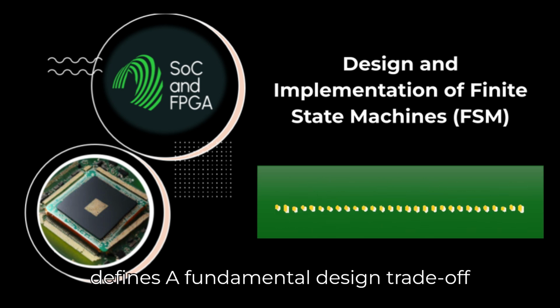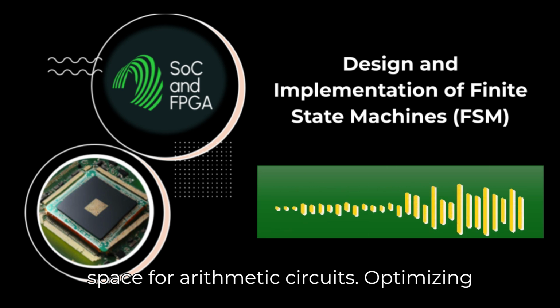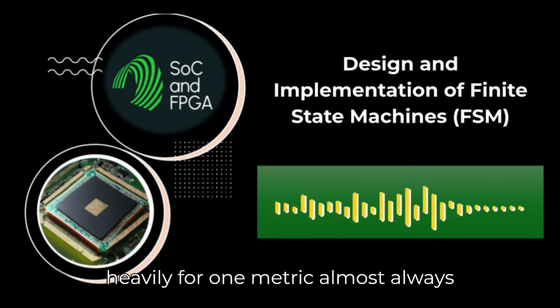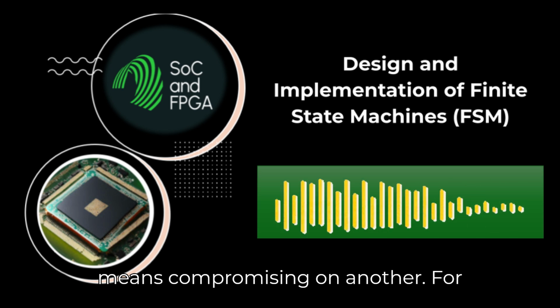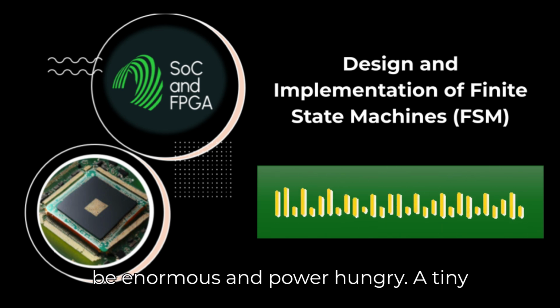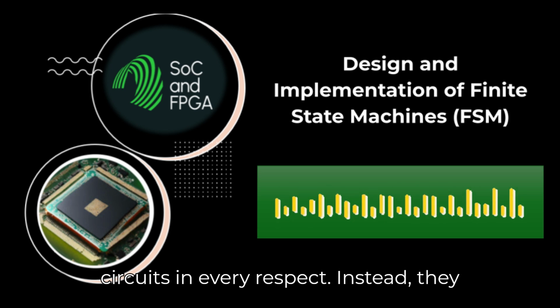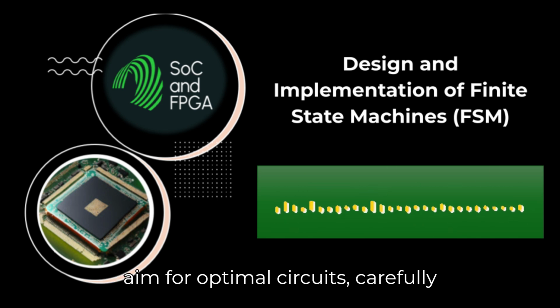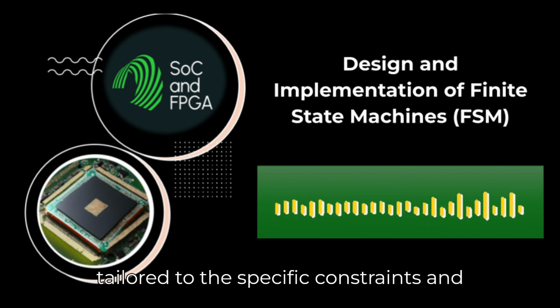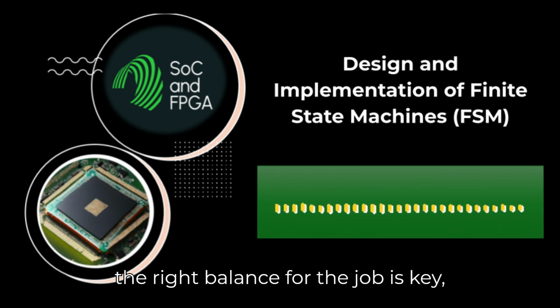Absolutely. This defines a fundamental design trade-off space for arithmetic circuits. Optimizing heavily for one metric almost always means compromising on another. For instance, a super fast multiplier might be enormous and power-hungry. A tiny adder might be quite slow. So designers rarely achieve perfect arithmetic circuits in every respect. Instead, they aim for optimal circuits, carefully tailored to the specific constraints and requirements of the application. Finding the right balance for the job is key.